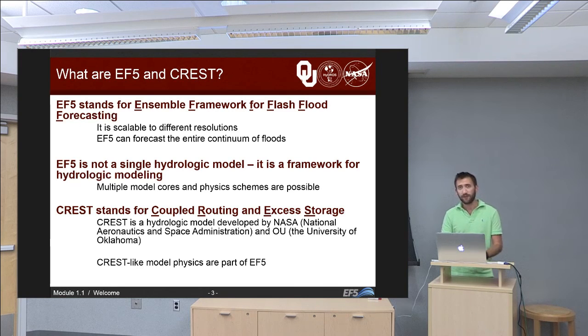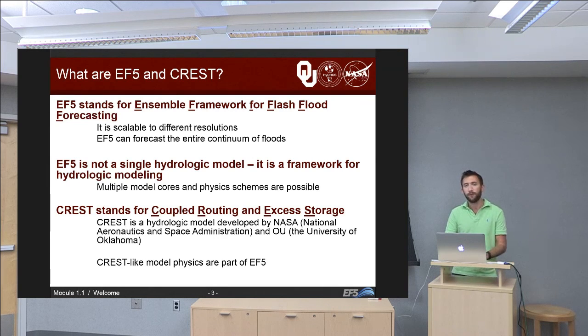EF5 is also not a single hydrological model. It's a framework for hydrological modeling, and so that's where the E in EF5 stands for ensemble comes from. And that's because EF5 allows you to use the same input data and the same parameters and other such settings with multiple model cores in physics, and so that allows you to get an ensemble of results, or different results, from the same input data.